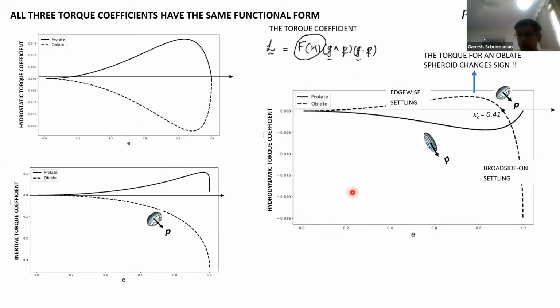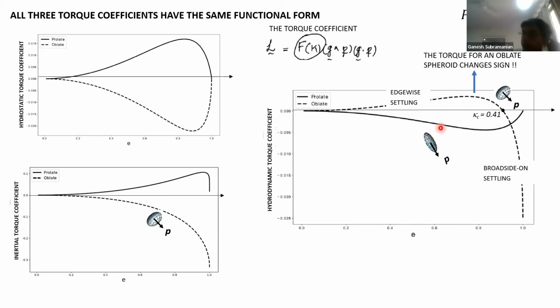hydrodynamic torque. And what I want you to just note is that the solid lines are for the prolate spheroid, the dashed line for the oblate. And you can see that the solid line and the dashed lines have interchanged positions for the hydrodynamic case. That immediately implies that in contrast to the hydrostatic and inertial cases on the left, the hydrodynamic torque in fact rotates the particle edgewise. At least for the prolate spheroid, it is edgewise regardless of the aspect ratio. So the horizontal axis is the spheroid eccentricity, and I go from a sphere to a very slender needle-like shape. And this is the torque coefficient plotted as a function of the eccentricity.